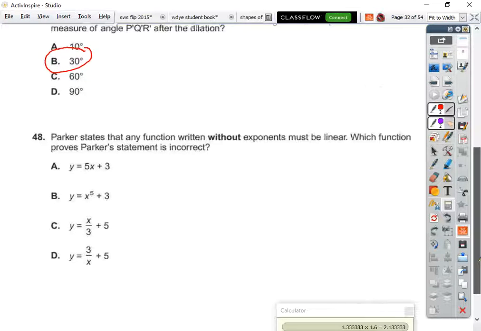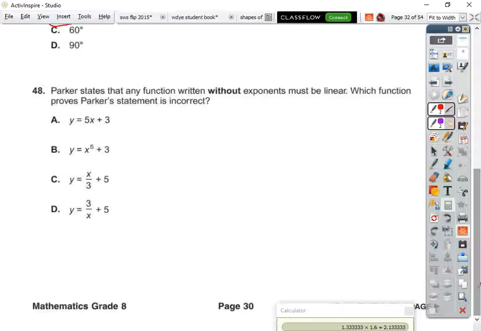Alright. Parker states that any function written without exponents must be linear. That is not true. Which function proves Parker's statement to be incorrect? We know that inverse variations, y is equal to k over x, or x times y is equal to k, does not have an exponent, but it is not linear. So we need to find an equation that looks like one of these.